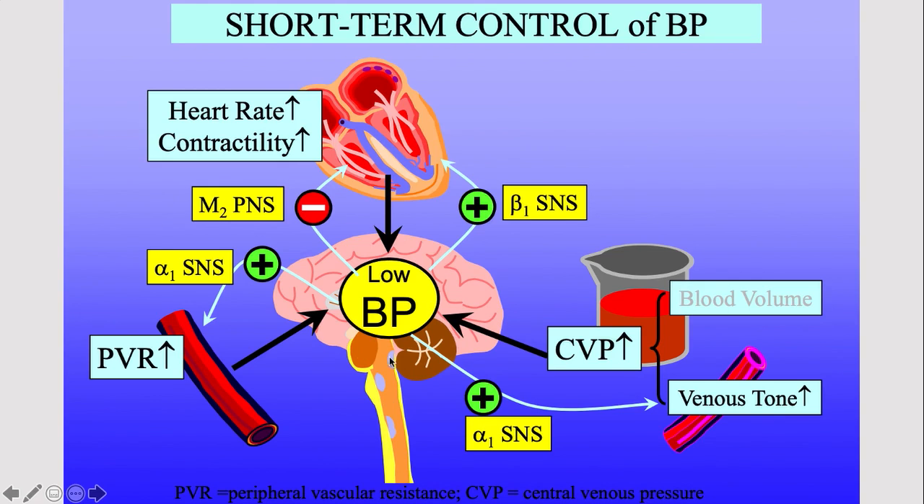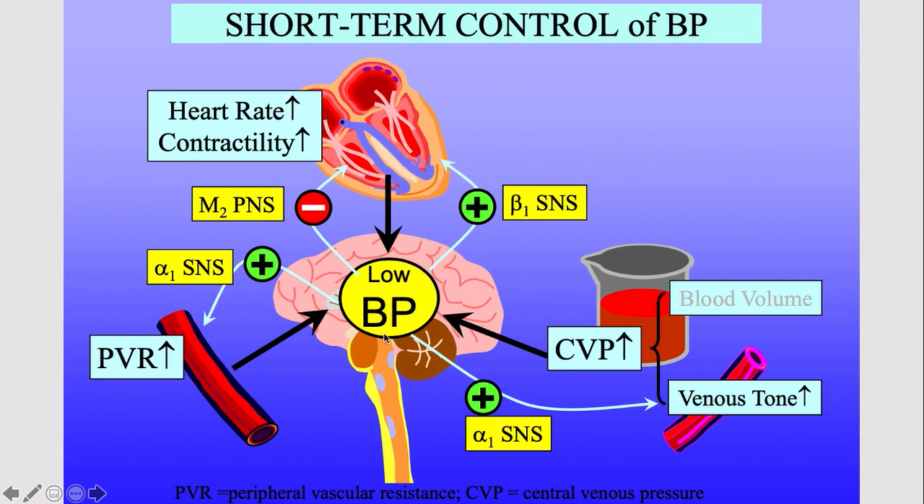So when you stand up quickly, the brain is going to recognize, oh shoot, we have a lower than normal blood pressure because we went from being horizontal to vertical. What's it going to do? Well, it's going to cause beta 1 sympathetic activation on the heart to increase heart rate and contractility, which will be its major role as far as the heart. And also it will inhibit the muscarinic parasympathetic activation on the heart, which acts to decrease heart rate and contractility, right? So the overall effect is increased heart rate and contractility.